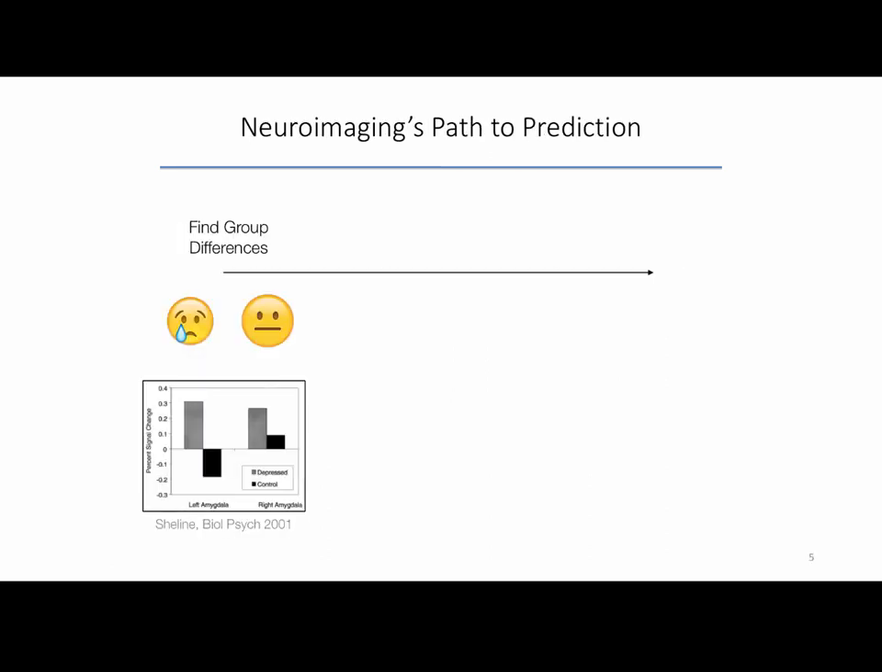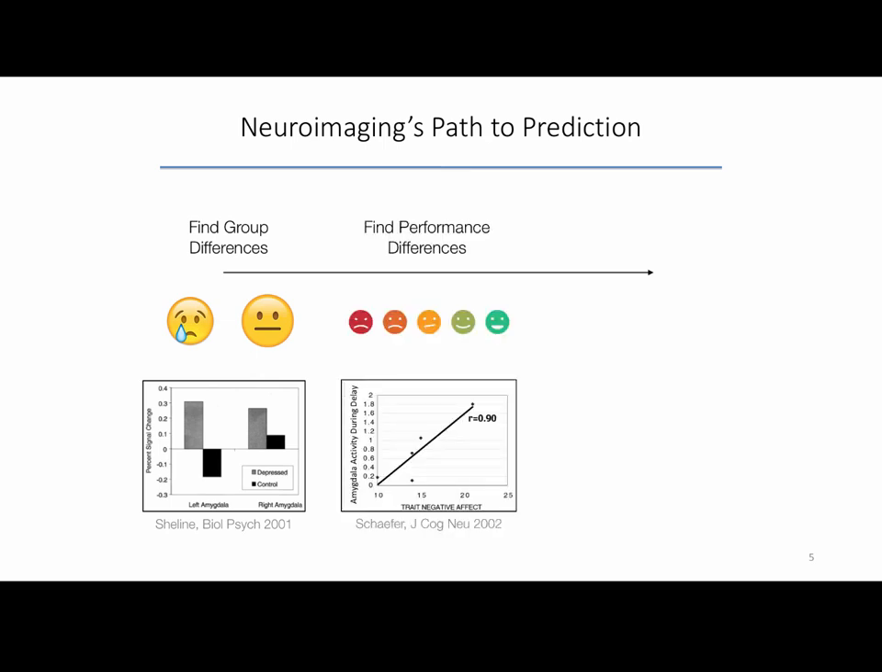What about the prediction part? I think prediction is hugely important, and it's something that a lot of studies go through their whole cycle without thinking at all about. So I want to give a quick introduction. For a long time, neuroimaging was just focused on finding group differences. For example, the amygdala of a depressed person responds more strongly to negative stimuli than the amygdala of a healthy person.